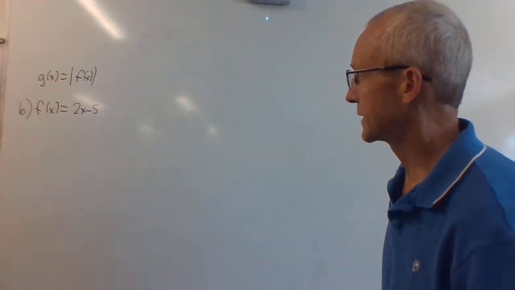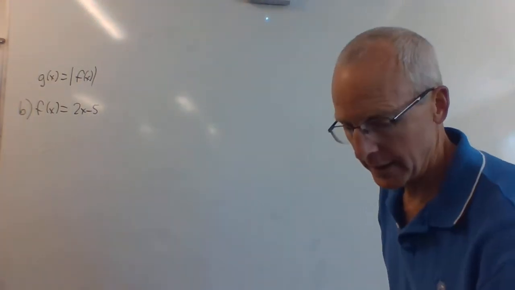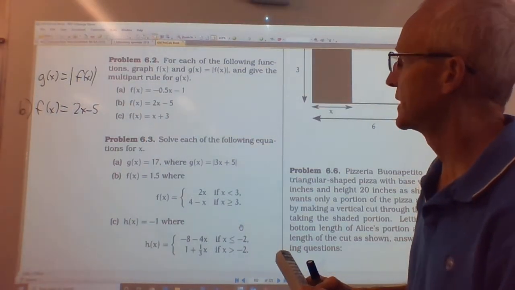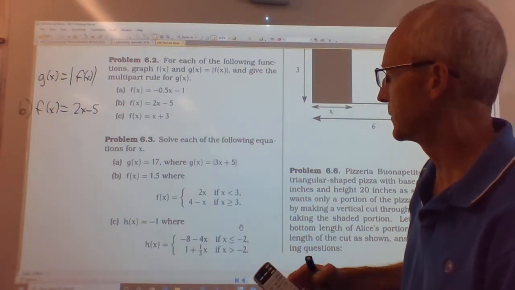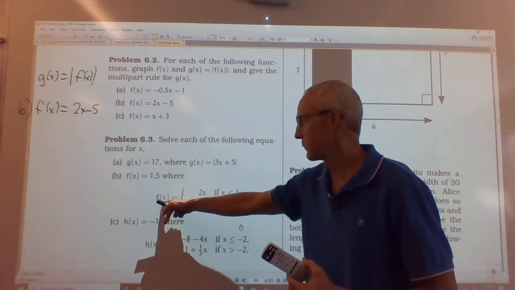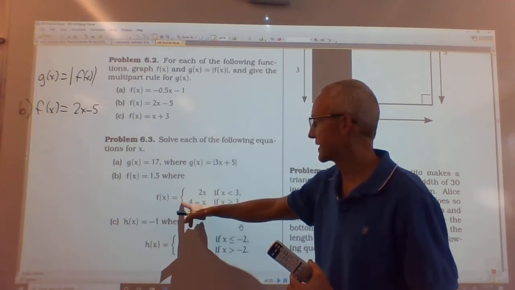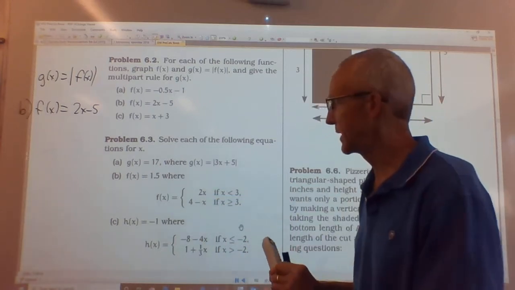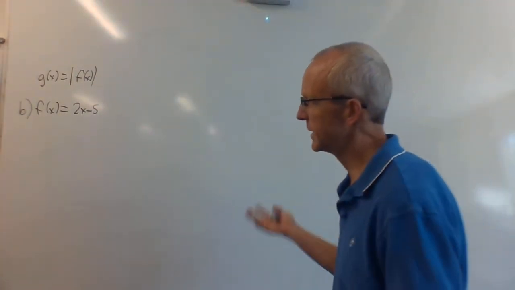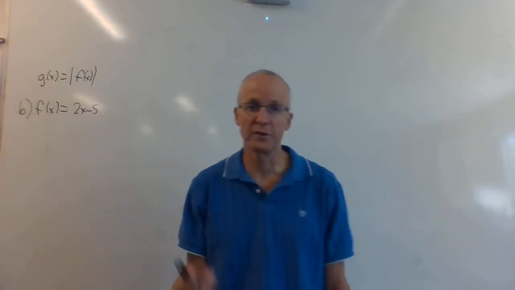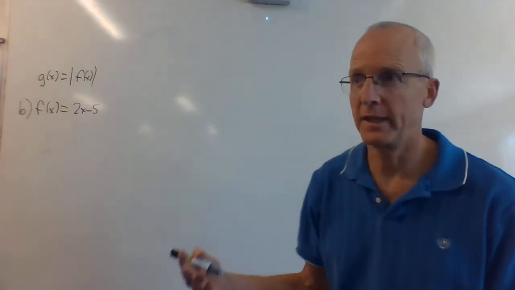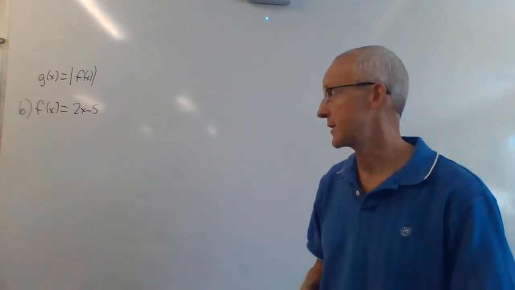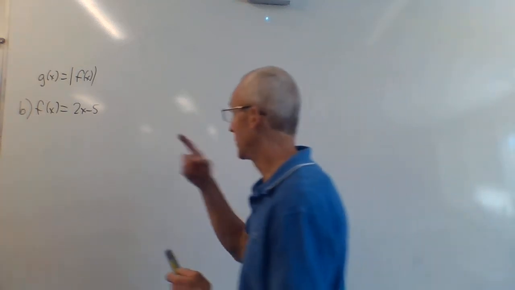First they say to graph it, and then what do they say to do? Graph it and give the multi-part rule. Give the multi-part rule looks like this. We're going to say g of x is equal to this or that. That's going to be the idea. Whenever you have absolute values, the rule is two parts: when do you need to make the x negative, and when can you leave it on its own. All right, so how do we graph this?